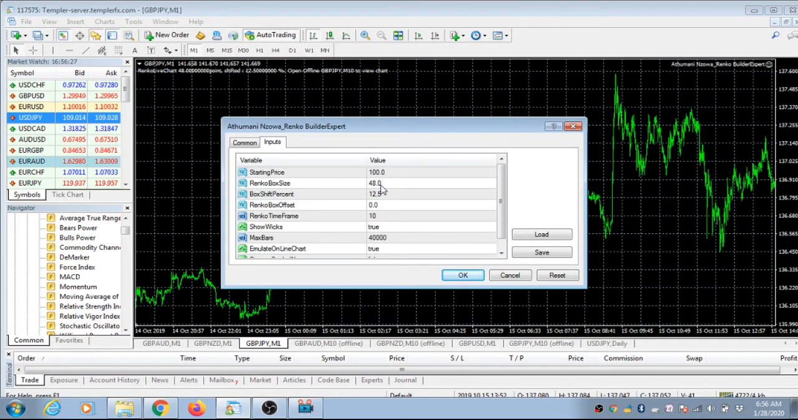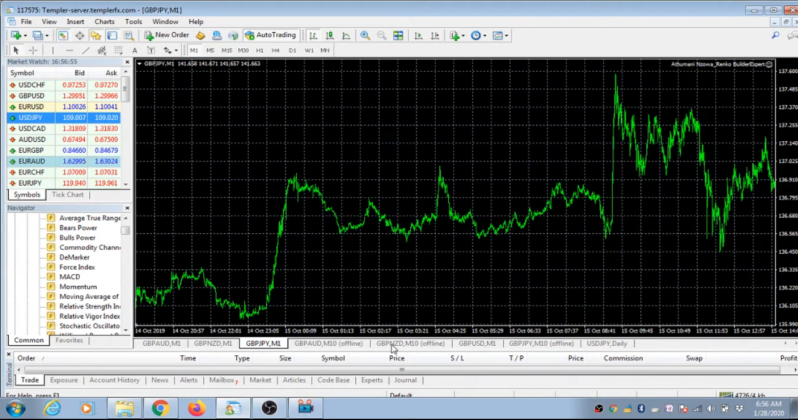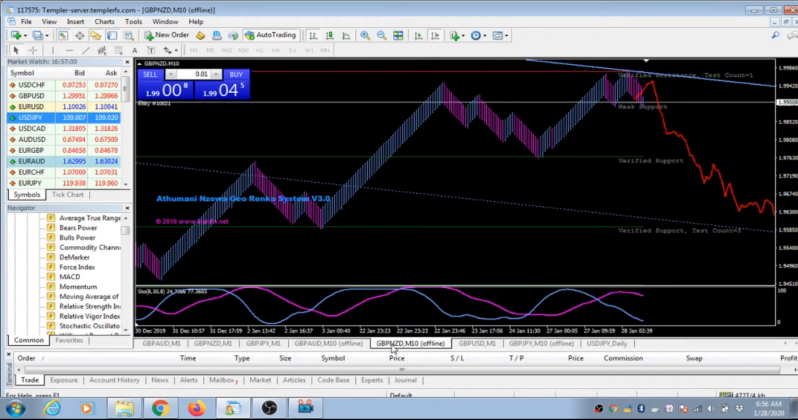So on the M1 chart, as you can see, every Renko box size is equivalent to 48 pips. Here you can see that I have defined every Renko box size as 48 pips. So I can define it the way I want, and I'm going to recommend to you what Renko box size you should use. So that was my starting point of the winning journey.